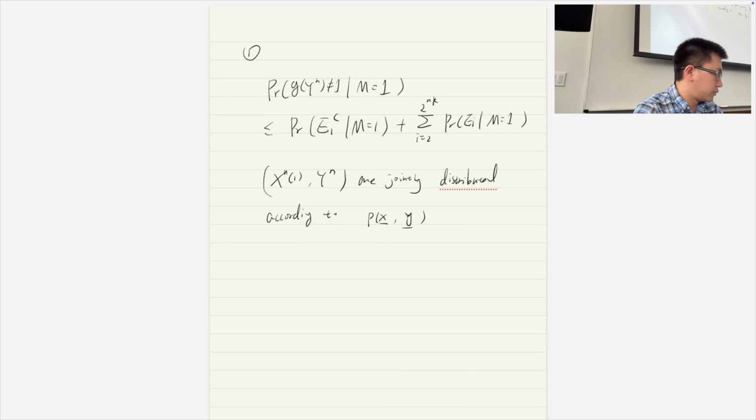If you want to really write it out, we can decompose it because it's a DMC channel, so we can write it as the product of P(y_i given x_i). This is a distribution, and those are generated according to the real distribution here. From this fact, what can you say about this probability? This probability means that X_1 and Y are not jointly typical. What's the probability?